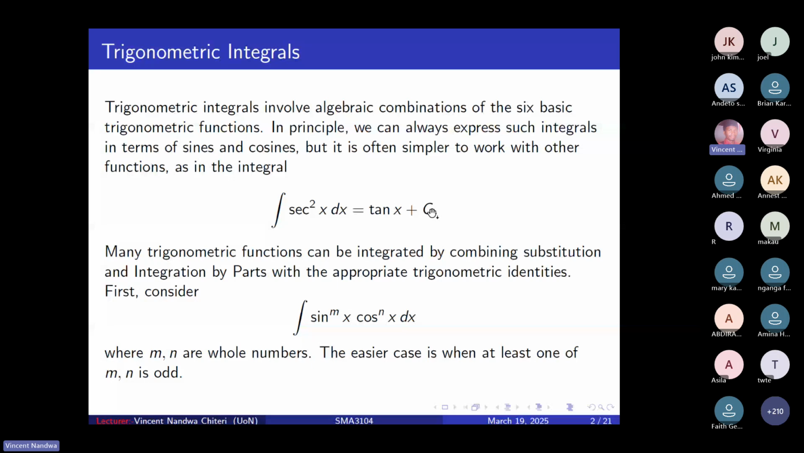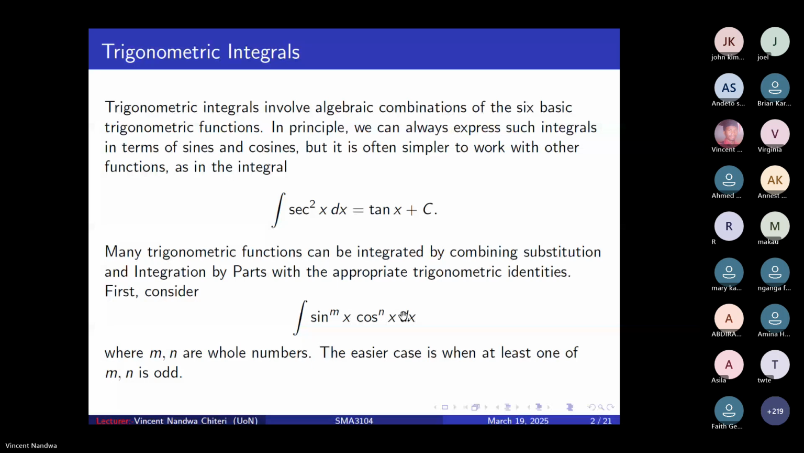But the functions we'll be meeting along the way will not involve these standard integrals, like sec squared giving you tan plus a constant. So the first group of integrals that we want to discuss are integrals of this form: sine power mx times cosine power nx dx, where m and n are whole numbers, or non-negative integers.